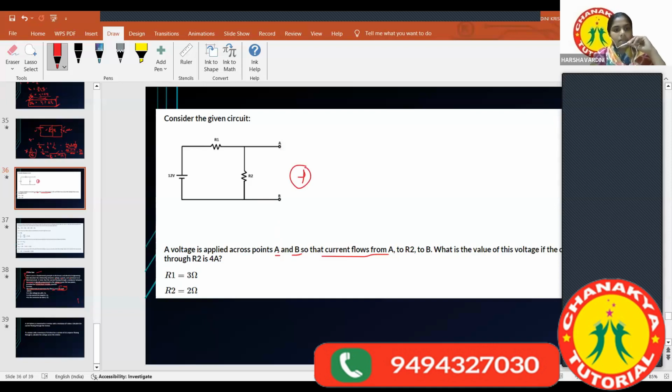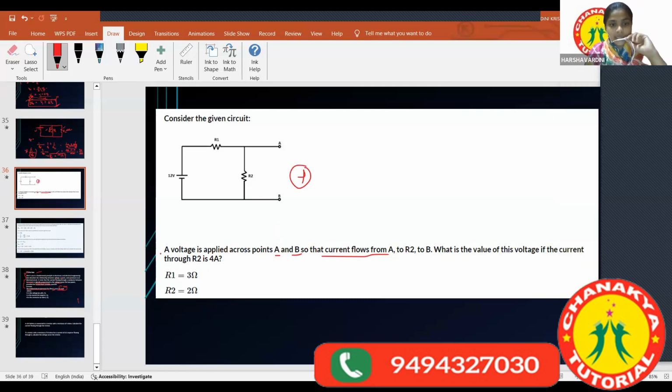A voltage is applied across points A and B. I'm reading the question, so please everybody listen very carefully, because understanding the question itself takes a lot of time. So a voltage is applied across points A and B, so that the current flows from A to R2. The current from A goes to R2 and then to B.